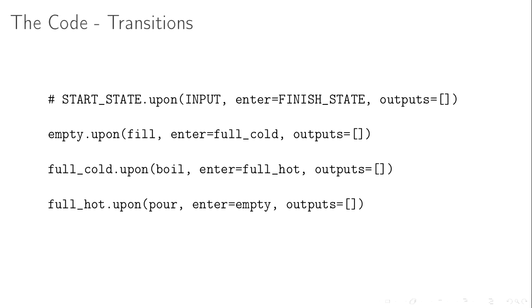Those are the only transitions that the state machine will let us have. If a user tries to do anything outside of those, it'll throw an error for us, so we don't have to do any checking around that. And because we're not allowed to put any implementation code in any of those inputs, if they call boil before the kettle is full, it won't do anything. Any questions?